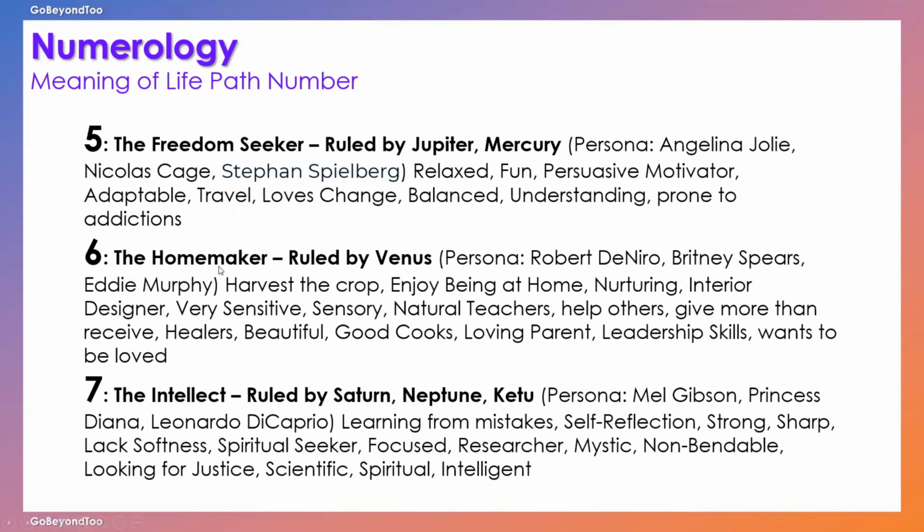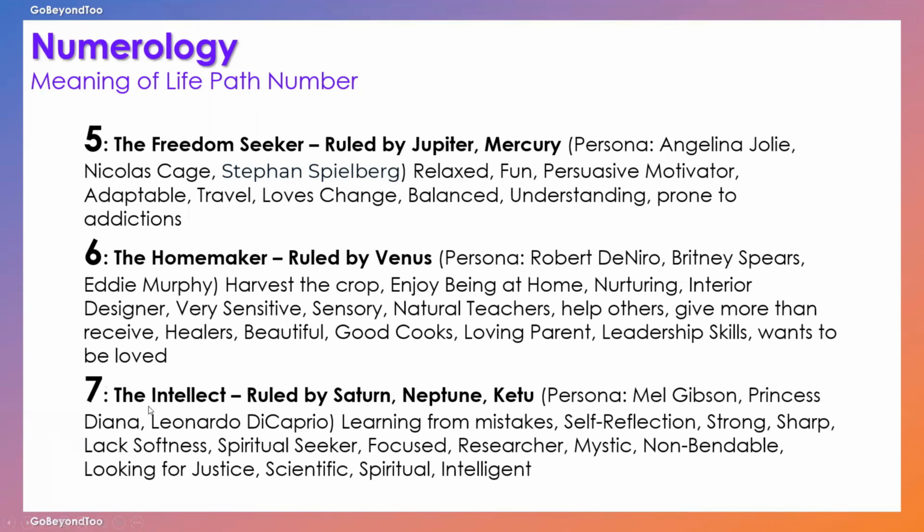Life path number 6, these are the homemakers. Number 6 is ruled by Venus. Personas are Robert De Niro, Britney Spears, Eddie Murphy. This is about harvesting the crop. They enjoy being at home. They're nurturing. They like interior design. They're very sensitive. They're very sensory. They're natural teachers. They help others. They give more than they receive. They're healers. They're beautiful. They're good cooks. They like cooking. They're loving parents, and they have leadership skills, and they want to be loved.